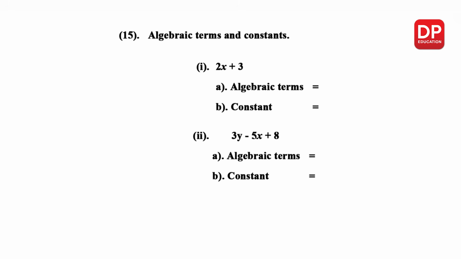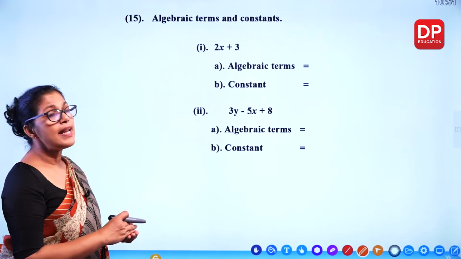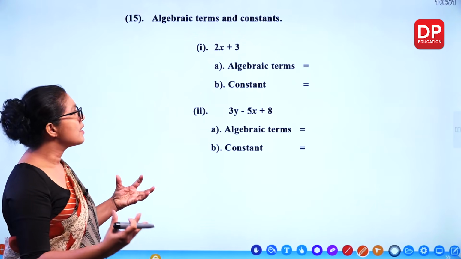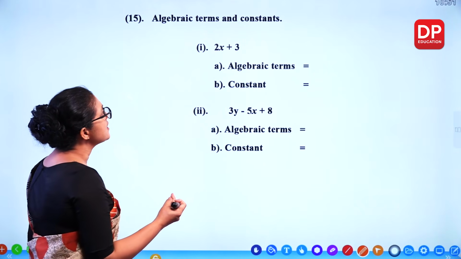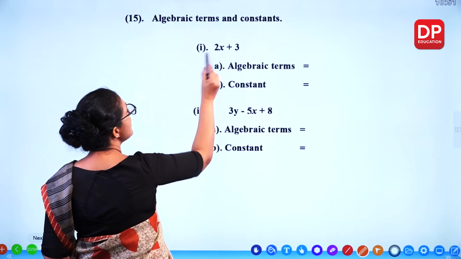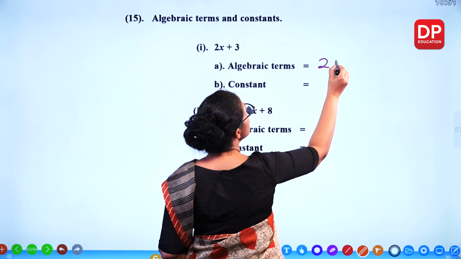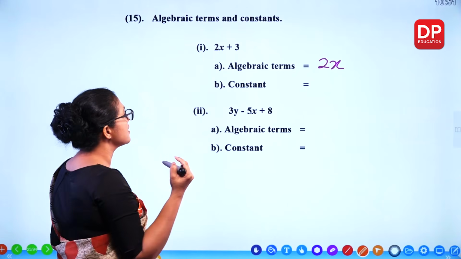Algebraic terms and constants. Take a look at 2x plus 3. That's an algebraic expression, a combination of several terms. Algebraic terms are in terms of unknown letters. So we can say the algebraic term is 2x, and 3 we say is a constant.